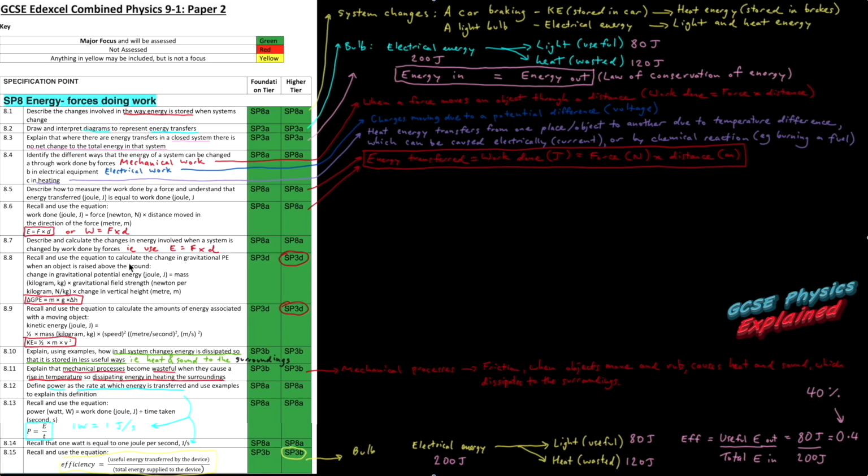Recall and use the equation to calculate the change in gravitational potential energy. So again, it's just this equation, and you've just got to pop the numbers in. So the change in gravitational potential energy equals mass times by gravity times by change in height.